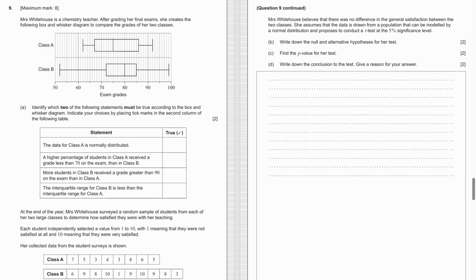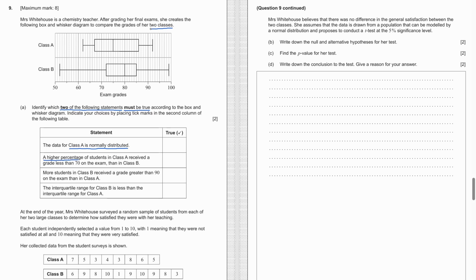Question 9, Part A. There are 4 statements, and 2 of them must be true. We need to find out which 2 are correct. The first statement says class A is normally distributed. However, this is not mentioned anywhere in the question, so it may not be true.